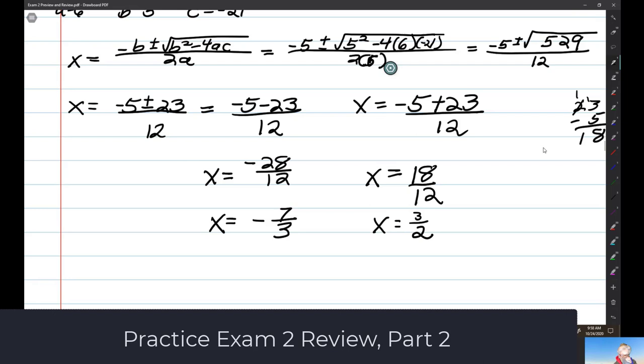So how do you get three, the answer? I'm sorry, I missed that. Okay, negative 28, excuse me. Negative 28 is negative 4 times 7. And 12 is 4 times 3. So the 4s cancel, leaving you with negative 7 over 3. And over here, 18 equals 6 times 3. And 12 is 6 times 2. The 6s cancel, leaving you with 3 over 2. Thank you so much. You're welcome.